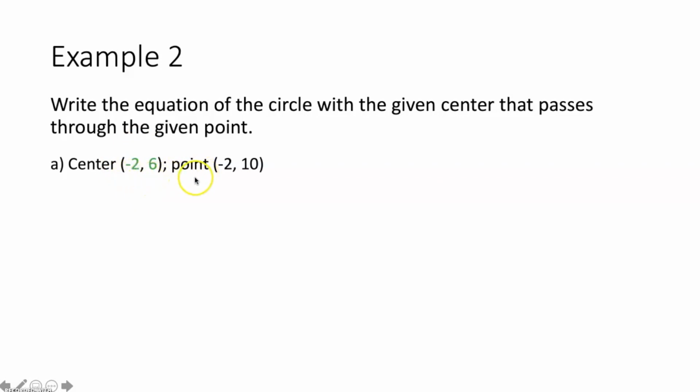But we don't have the radius, we just have a point on the circle. Well, is there a way we could find the radius using these 2 points? Well, yeah, isn't the radius of a circle just the distance from the center of a circle to a point on the circle? Yeah, so how do we find the distance between these 2 points?